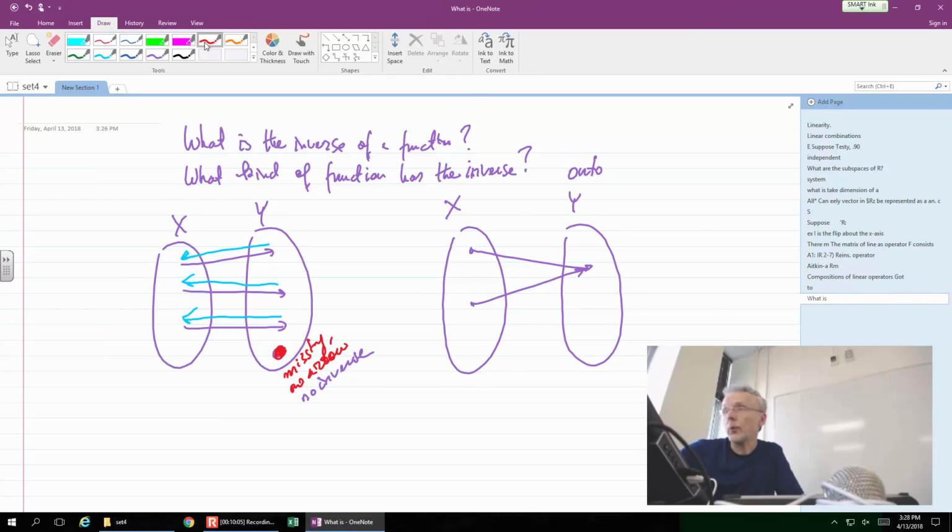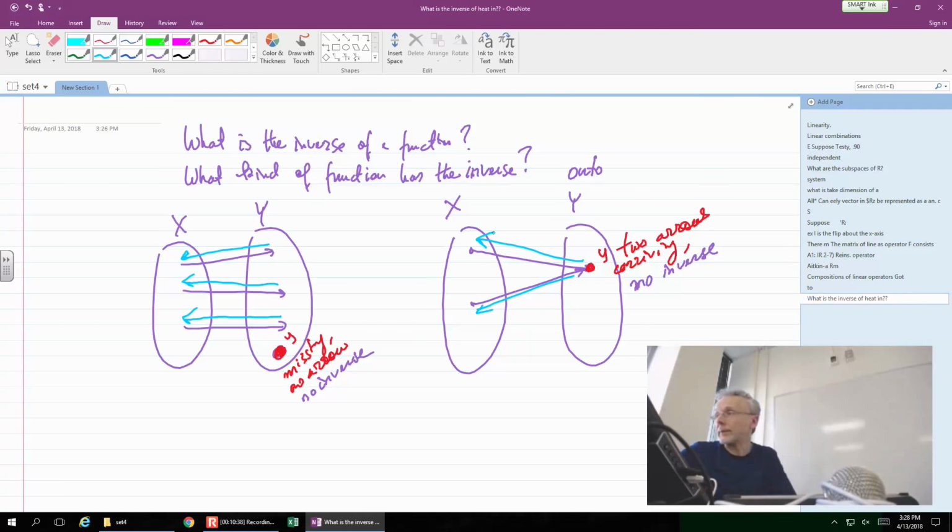There might be 2 arrows arriving at the same spot over here, a particular y. So once again, no inverse, because once we reverse it, what happens? Well, which one? We don't really have a choice, right? We would have to pick both, because that's the way it has to work. We cannot just throw one out. It will become a different function altogether.